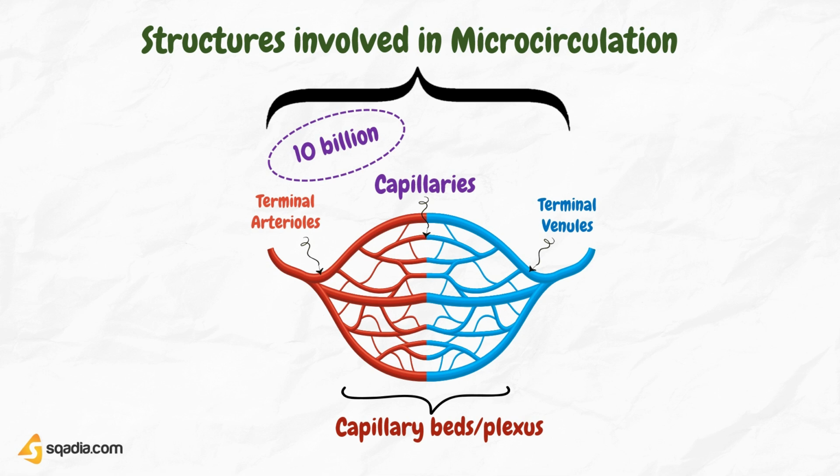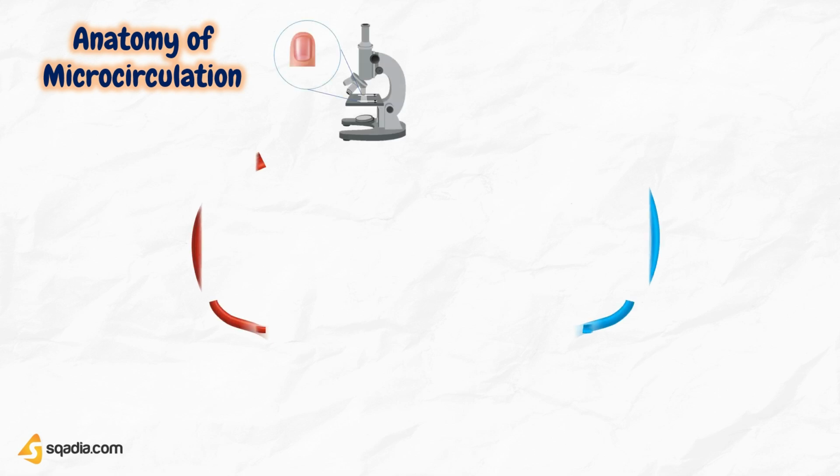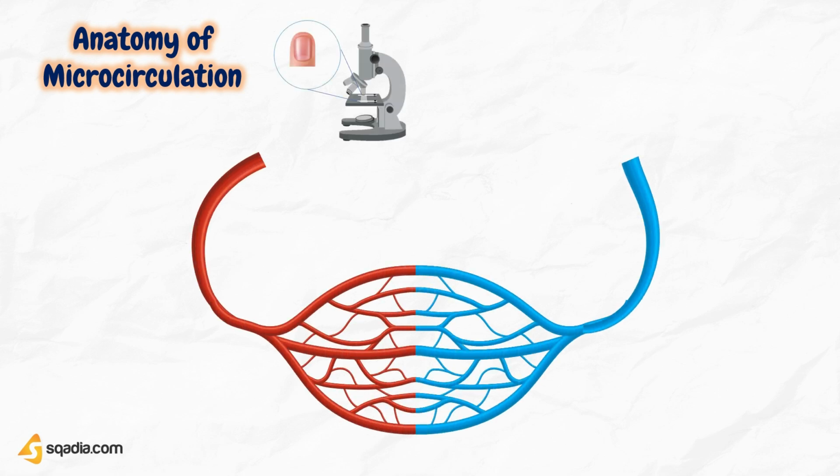This plenty of capillaries form interwoven networks that are referred to as capillary beds or capillary plexuses. Blood flow through these capillary plexuses is generally named microcirculation. And this microcirculation is studied by focusing on the capillaries of the fingernail bed of humans under a dissecting microscope. So, let us have a close look at these areas involved in microcirculation.